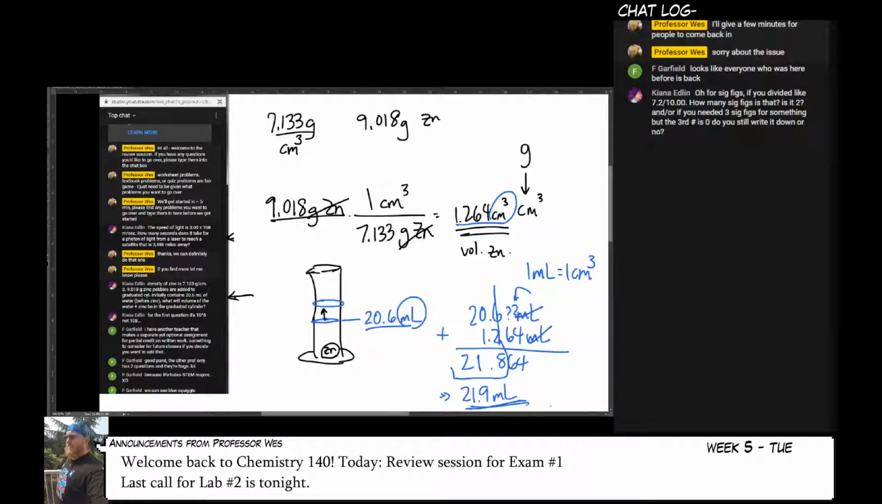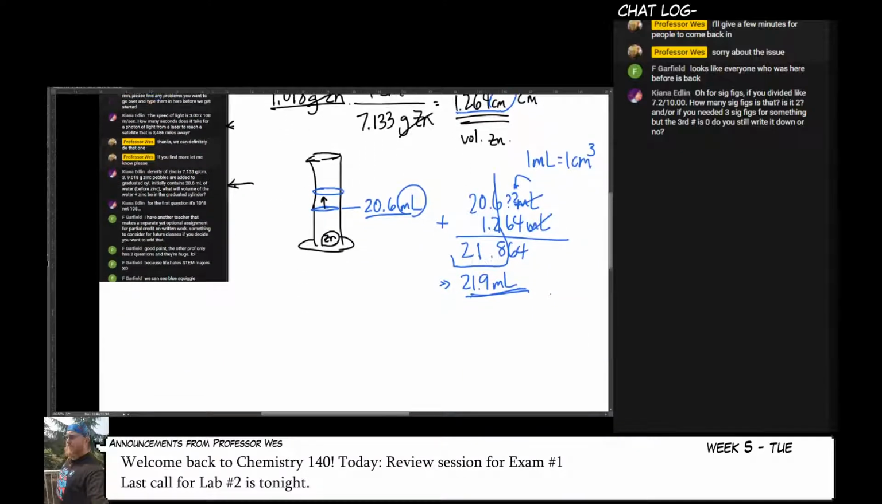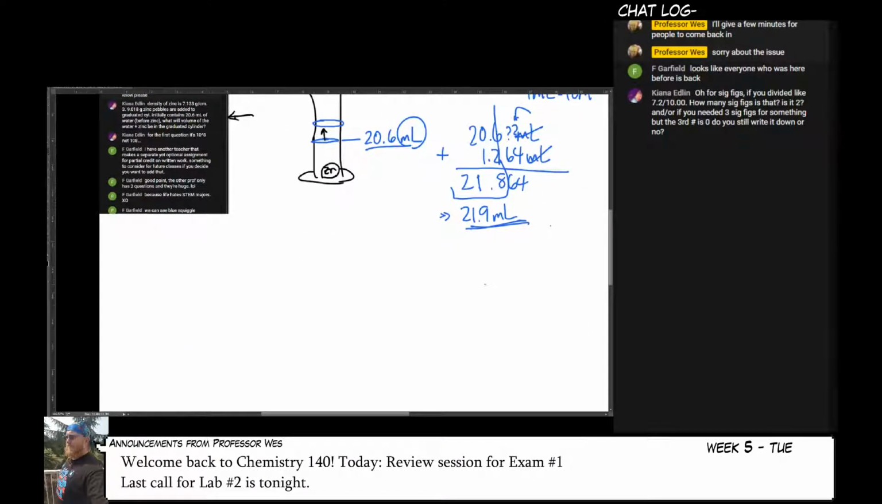Oh, that might be all the questions on my screen here. So now I can go to the one that's in the chat log here. So for sig figs, I could just scroll down now. So if you have a number like this, number as written has 2 sig figs. This number is written as 4 sig figs. So your answer would have 2 sig figs.